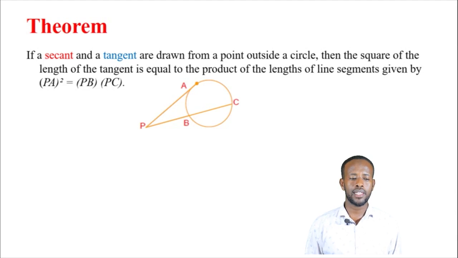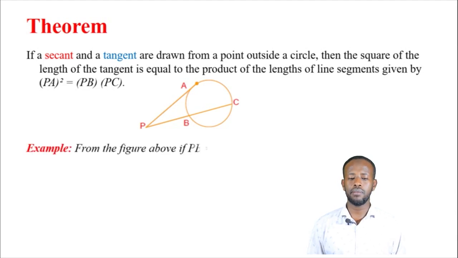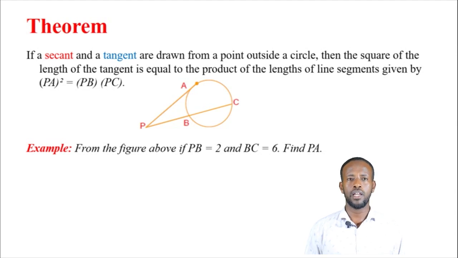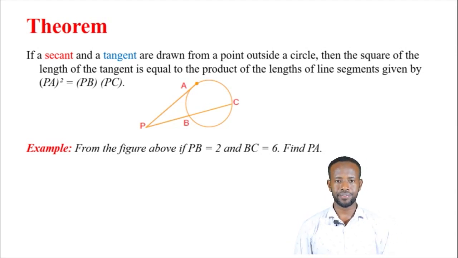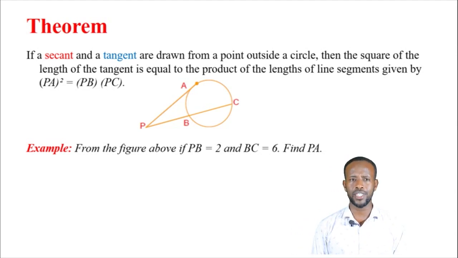Now, let us see an example from the figure above. If PB is equal to 2 and PC is equal to 6, find PA. Which figure are we using? The figure shown above. We are given PB 2, PC 6. We want to find what? The length of the tangent line. Let us see the solution. PA is the tangent line.